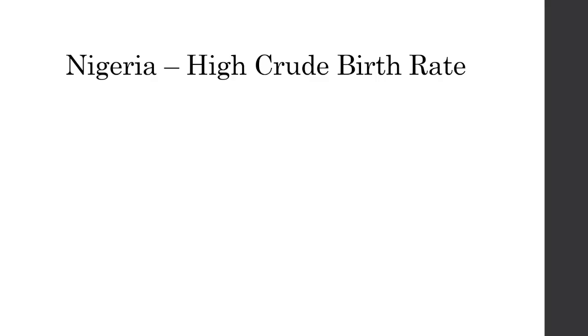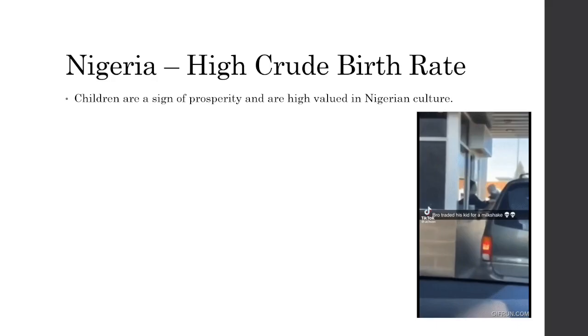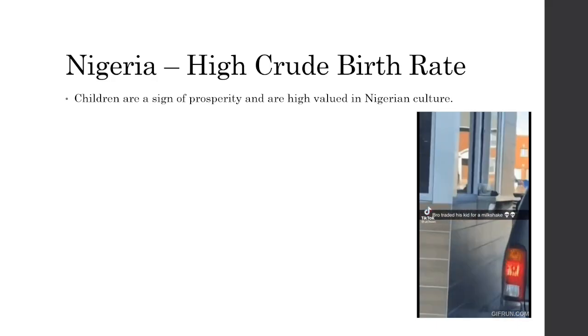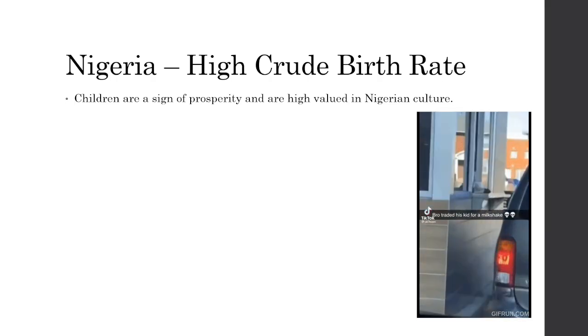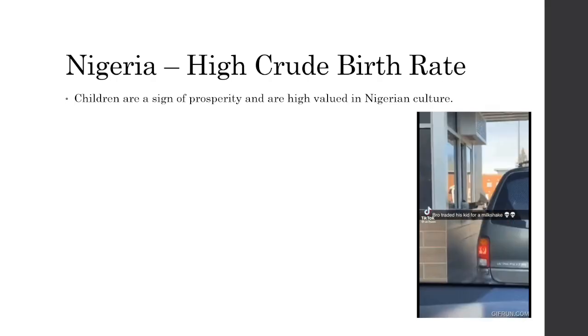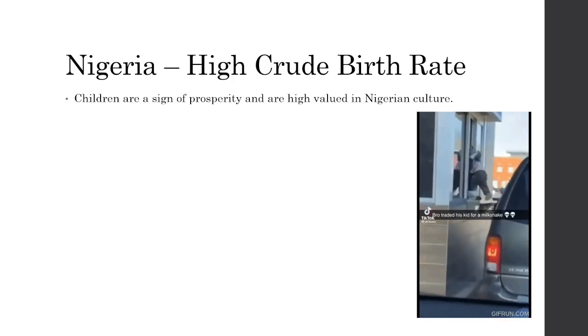All right, Nigeria is experiencing a high crude birth rate. What does that mean? That means that their birth rate's high, which means they're seeing a lot of population increase. So children are a sign of prosperity and are highly valued within Nigerian culture. Both of the dominant religions within Nigeria, Christianity and Islam, promote having large families.